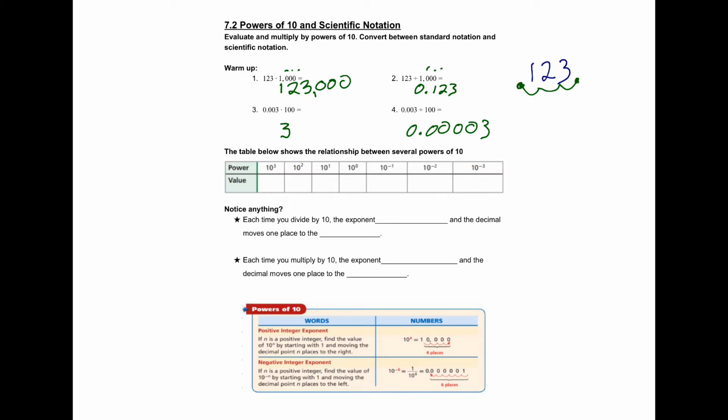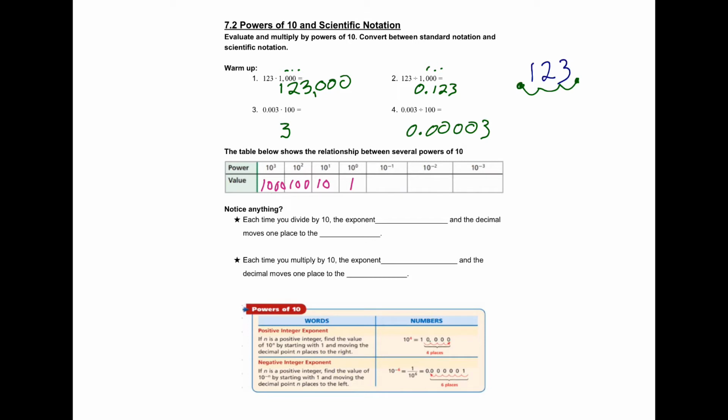If we look at the table, it shows the relationship between several powers of 10. So let's start with the stuff we know. We know that 10 to the first is just 10, and anything to the 0 power, so 10 to the 0, has to be 1. And if we keep moving here to the left, 10 squared is 100, and 10 cubed is 1,000. So once again, powers of 10, all we're doing is just moving the decimal over to the left or to the right.